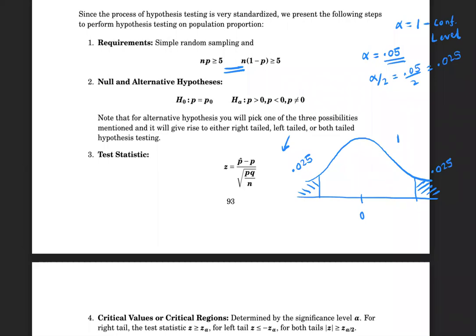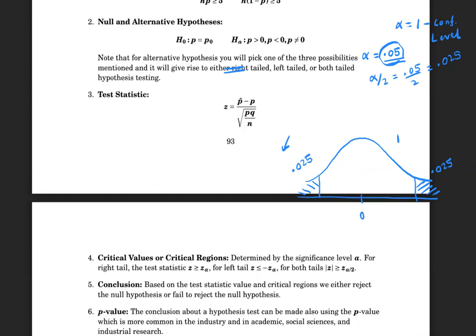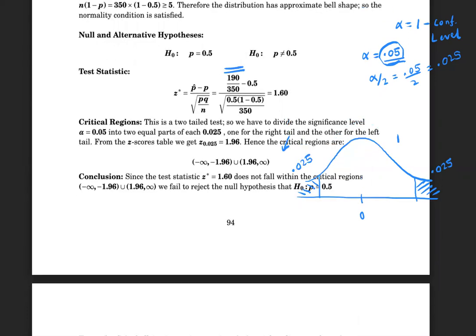This area to the left is 0.025, and that area to the left is 0.025. That means this significance level gets distributed into 2 sides. Why is that the case? Because we are testing... I need to go further down. Right here, that's where I was at.